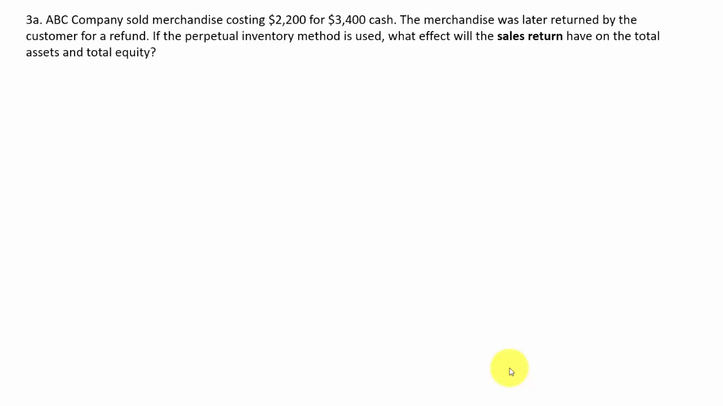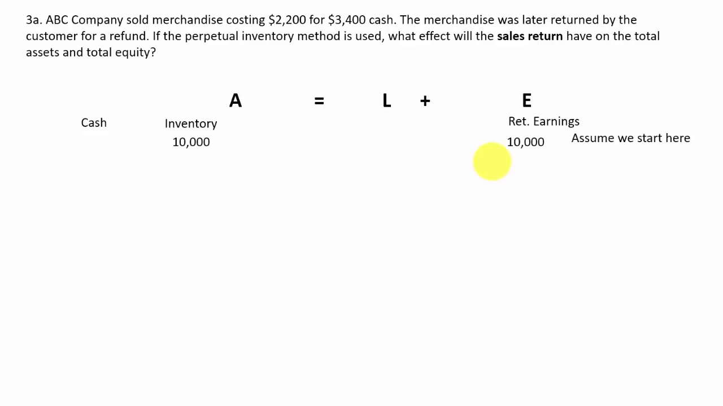ABC Company sold merchandise that cost $2,200 for $3,400 cash. So here's our accounting equation. There's cash, inventory, retained earnings, and we're going to have $10,000 in inventory and $10,000 in retained earnings, just to give us a good starting point to keep our equation in balance. And now I'm going to record this transaction up here.